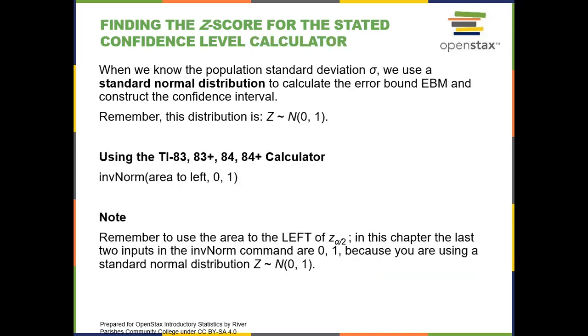So when we know the population standard deviation sigma, we use a standard normal distribution to calculate the error bound for the mean and construct the confidence interval. Remember, for the standard normal distribution, the mean is 0 and the standard deviation is 1, and we calculate the critical value of z alpha by 2 by going to the TI-84, second DISTR 3, which is invNorm, area to the left is 0.975, then mean is 0, standard deviation is 1, and the critical value works out to 1.96.